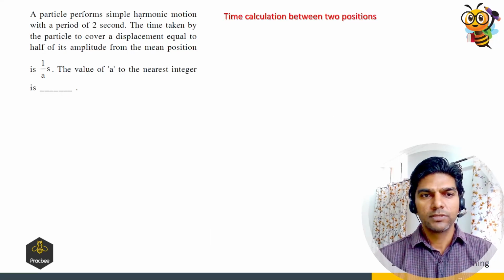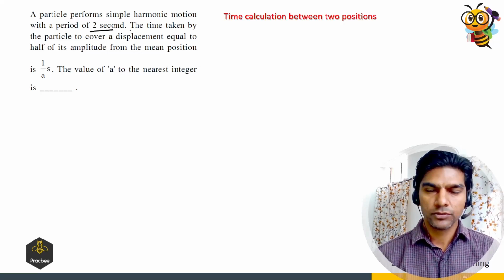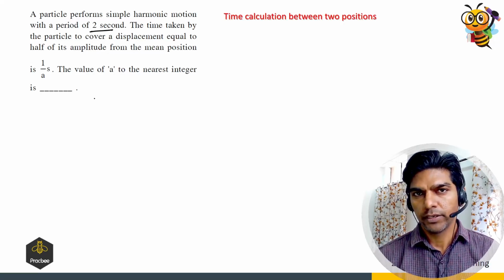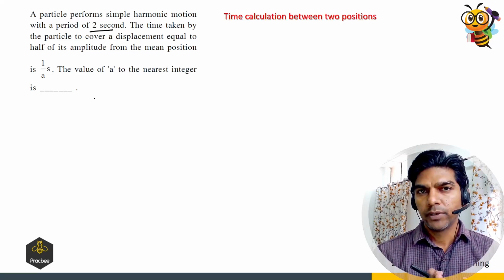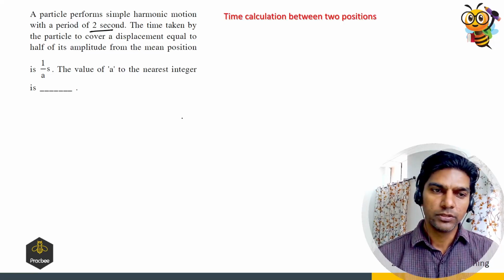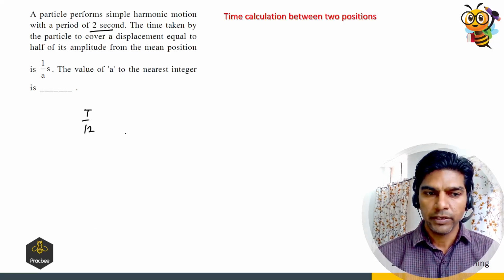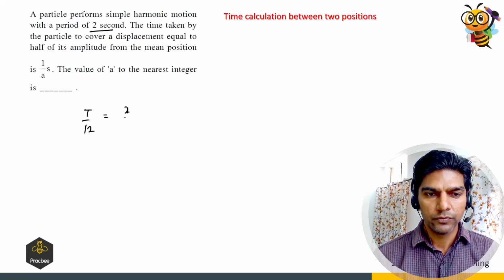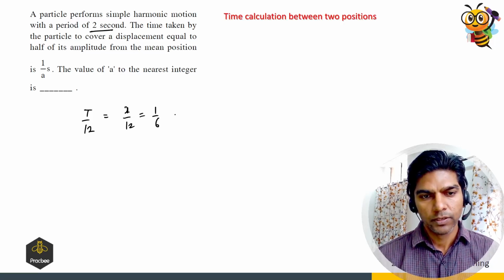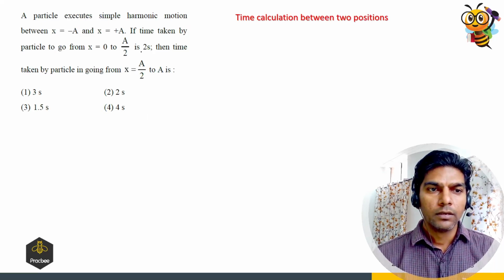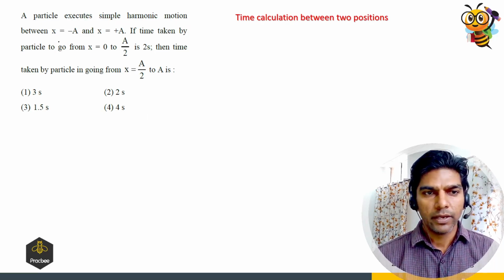A particle performs simple harmonic motion with a period of 2 seconds. So time period is given. The time taken by the particle to cover a displacement equal to half of its amplitude from its mean position is 1 by a. I told you the time taken by the particle to cover displacement equal to half of its amplitude from the mean position is T by 12. Okay, and time period is given as 2, so that will be 2 by 12, or it will be 1 by 6. So A comes out to be 6, right? 6 is the answer.